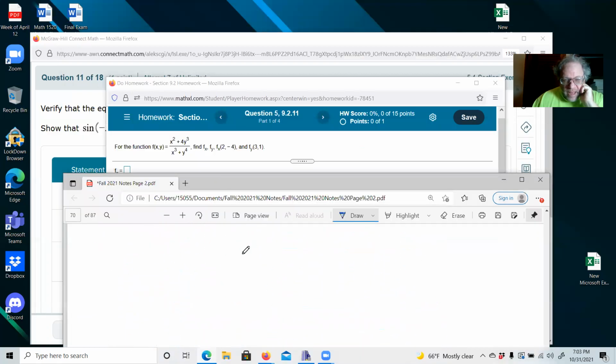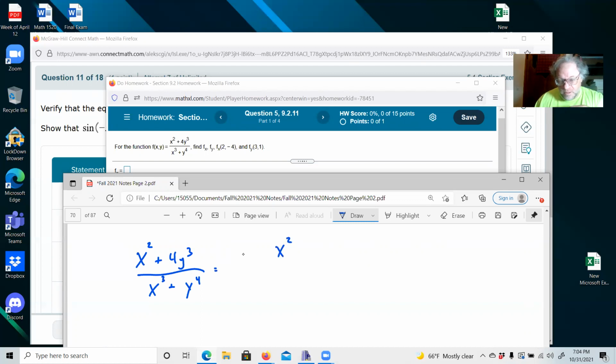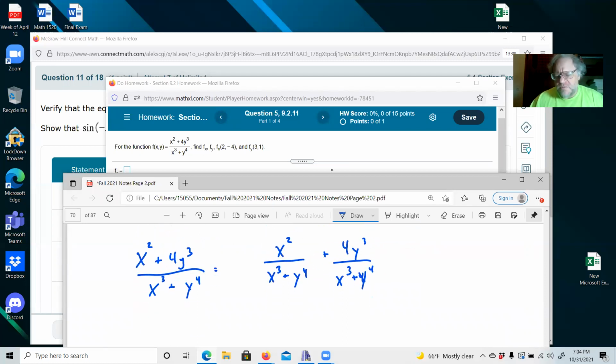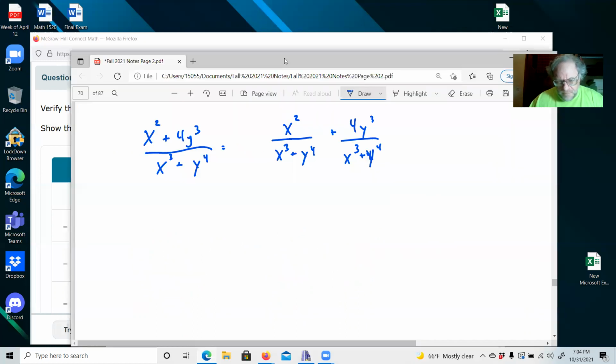Okay, so here we go with this. We have x squared plus 4y cubed over x cubed plus y to the 4th. Now, what I'm going to do is pull this apart. That's y to the 4th. And actually, I'm going to do one more bit of surgery on this thing, but we won't do more surgery on it. Just go from here.